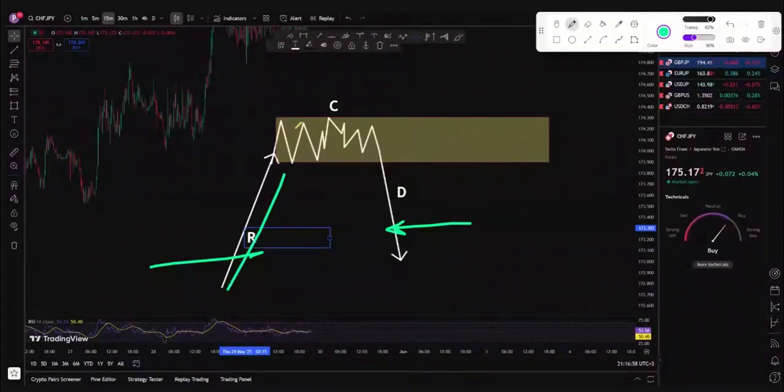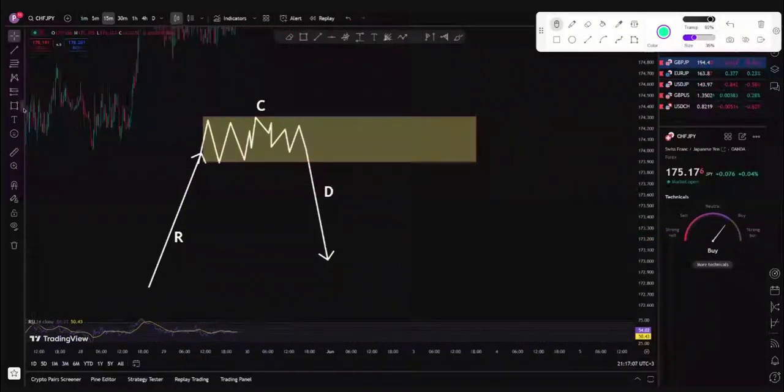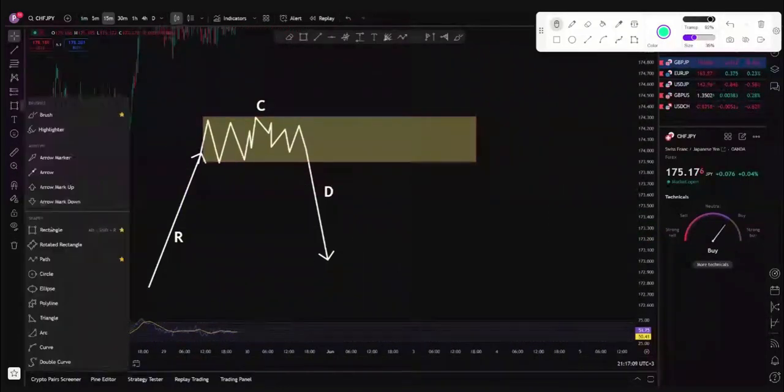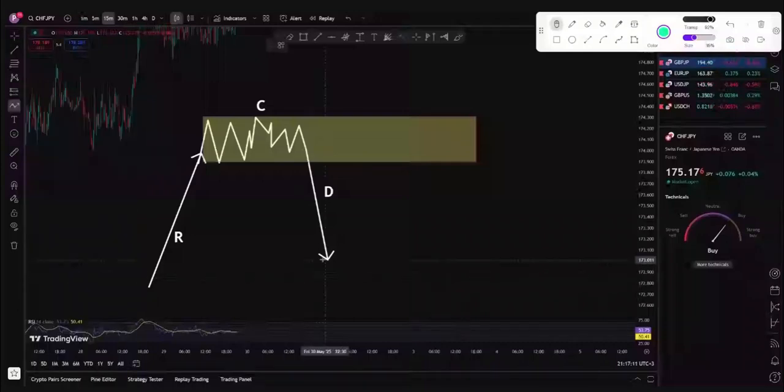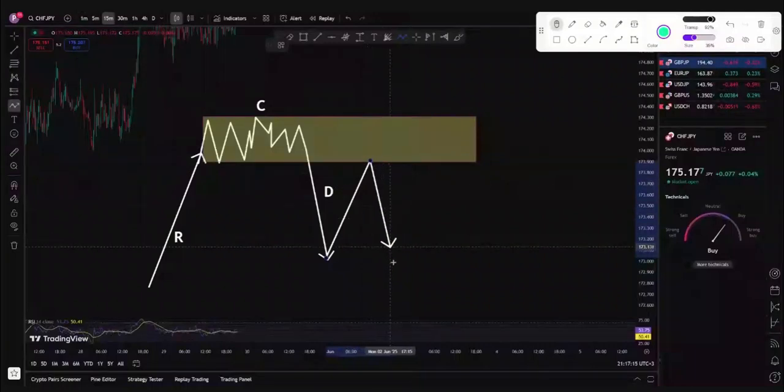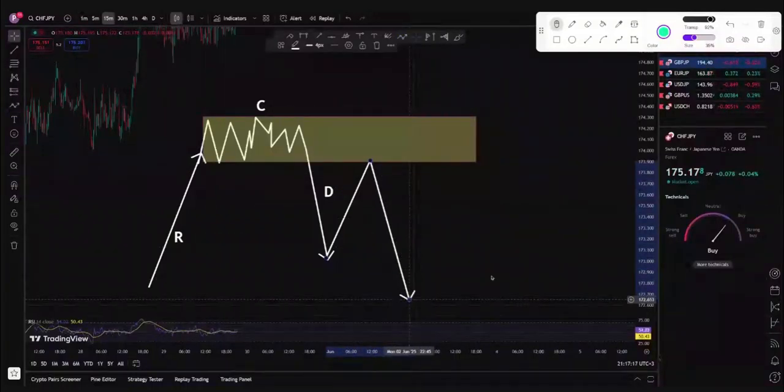Want to see rally strong, consolidation, then drop strong, you see. Now, that's the first type of supply zone. So, what do we expect? What we do is wait for the market to come back to the consolidation zone. After we test the consolidation zone, that's when we take our sell positions. So, we take our sell positions from here.